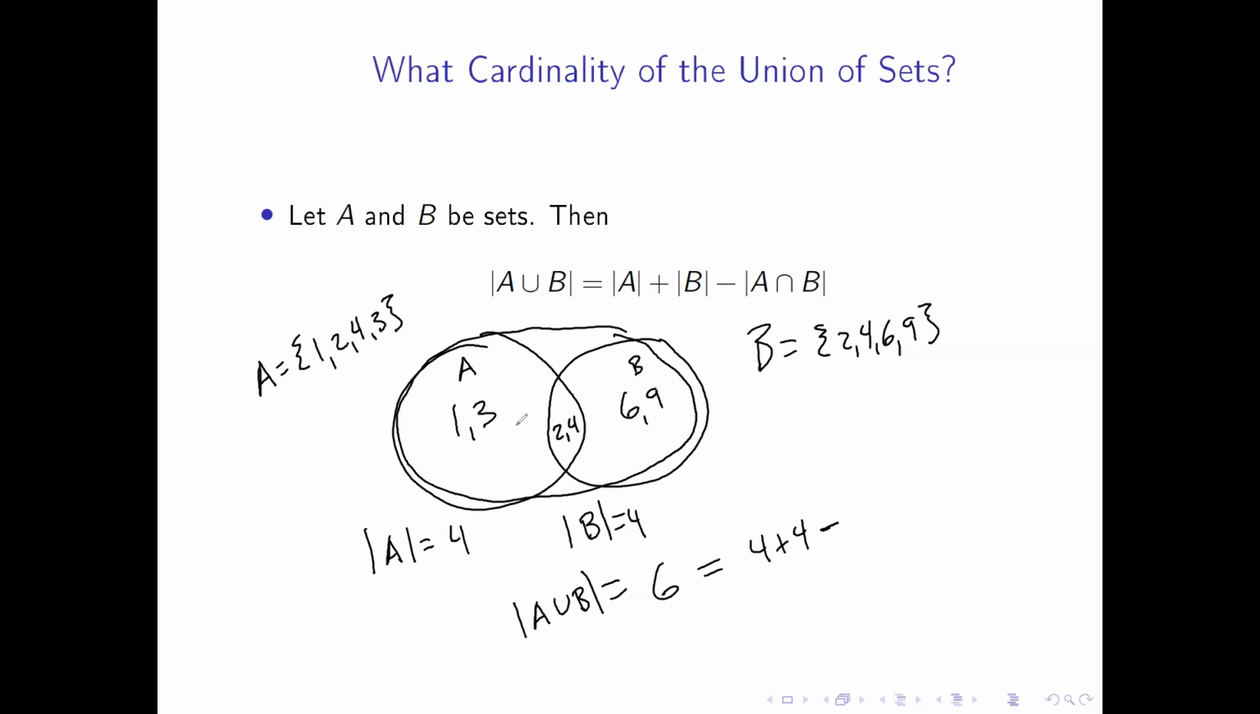The reason being, when we counted everything in A, we counted up including this middle section. So we counted actually these numbers. When we counted B, we counted these numbers again, which means these middle numbers got counted twice. So I have to subtract them out. And indeed, when you do 4 plus 4 minus 2, you get 6. So that is why this formula comes in.